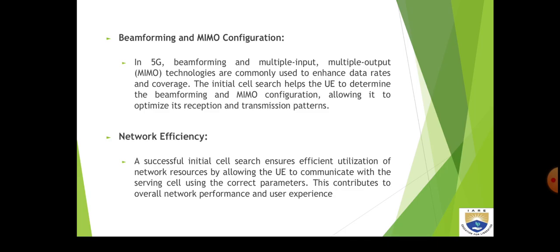Beamforming and MIMO configuration. In 5G, beamforming and multiple-input multiple-output (MIMO) technologies are commonly used to enhance data rates and coverage. The initial cell search helps the UE to determine the beamforming and MIMO configuration, allowing it to optimize its reception and transmission patterns. Network efficiency. A successful initial cell search ensures efficient utilization of network resources by allowing the UE to communicate with the serving cell using correct parameters. This contributes to overall network performance and user experience.